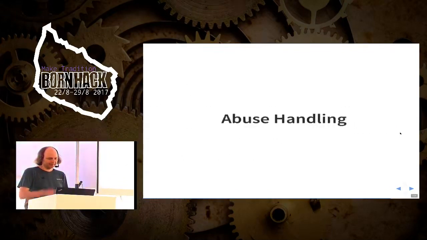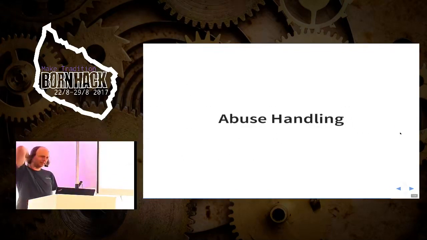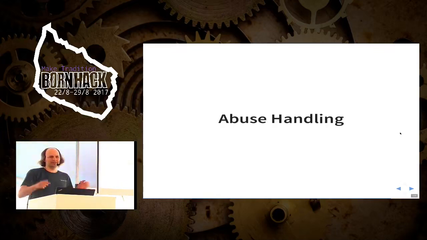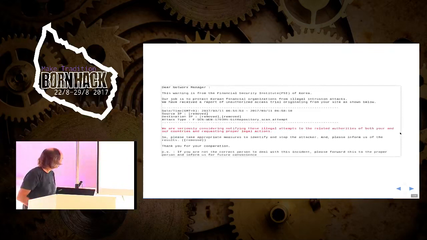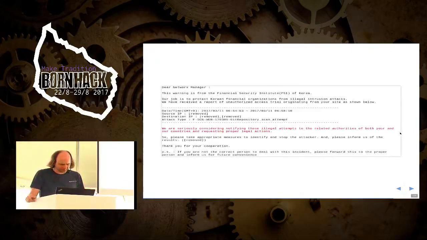One thing you will discover if you do things like this is that you get abuse mails. For example, this Git thing: in many IDS systems, they trigger an alarm if you scan for it. And so you get mails like this, which is from the Korean Financial Institute, I think. "We are seriously considering notifying these illegal attempts to the related authorities of both your and our countries and request proper legal actions."